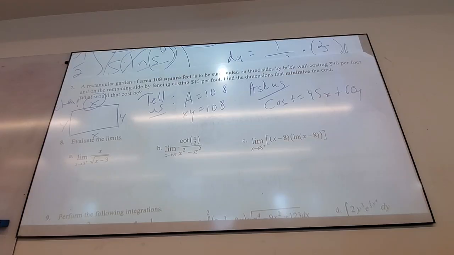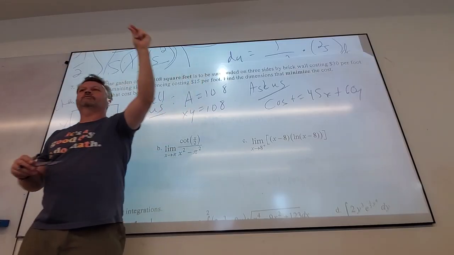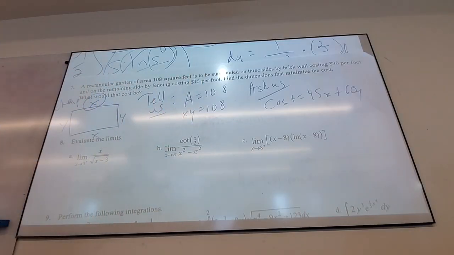Solve for one variable. Which one? I don't care. Solve for one of the letters, replace that one, and then do what? What do I eventually want to do with the cost function in order to find the minimum? A derivative. So once you solve for a letter, plug it in, take the derivative, find the critical numbers. Yes.